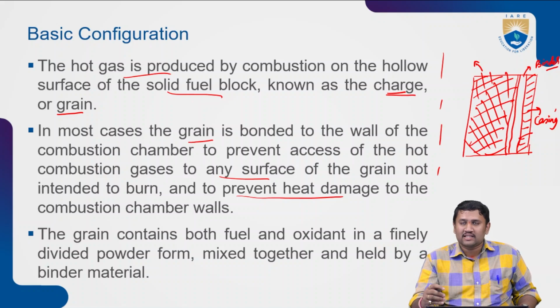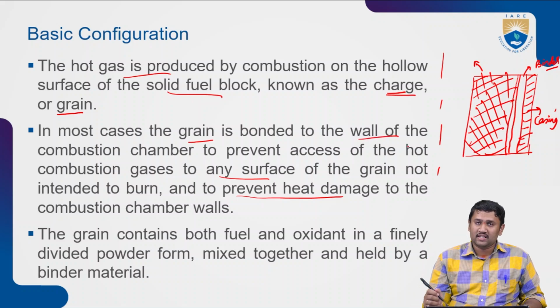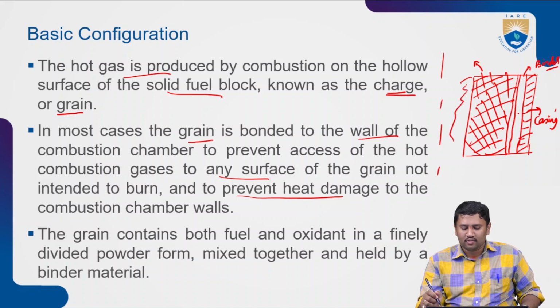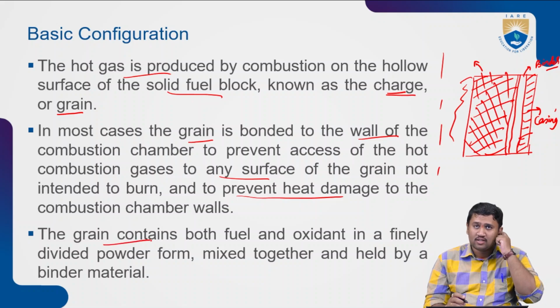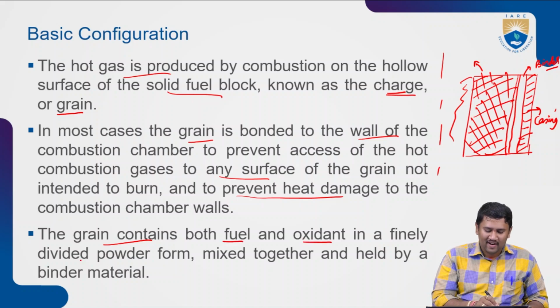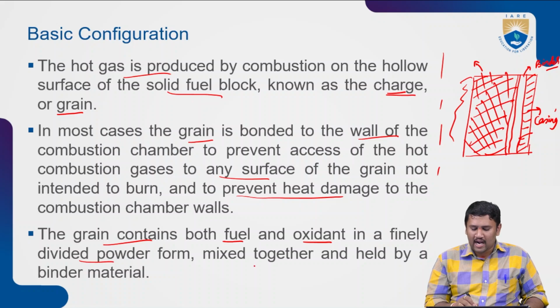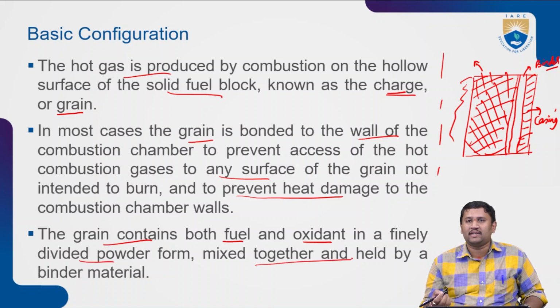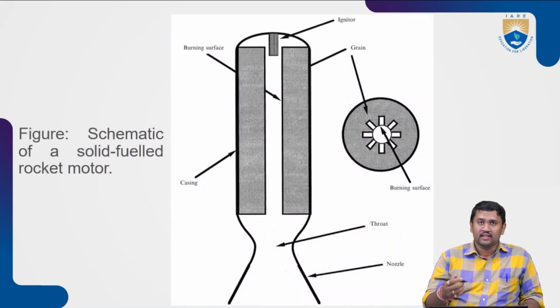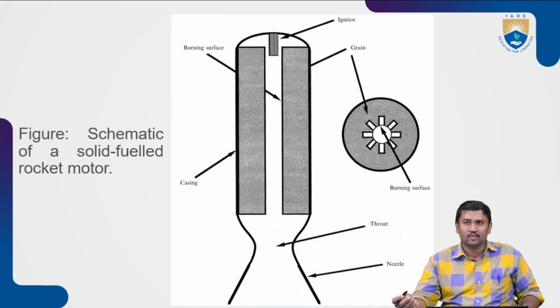Now, as the fuel block, these are bonded to the wall of the combustion chamber, which prevents the access of hot combustion gases to any surface of the grain that is not intended to burn. Now, the grain, particularly the solid fuel block, contains both fuel as well as the oxidant, finely divided in a powdered form and mixed together and held by a binder material or an adhesive, right? Now, this is an example for a solid rocket motor.